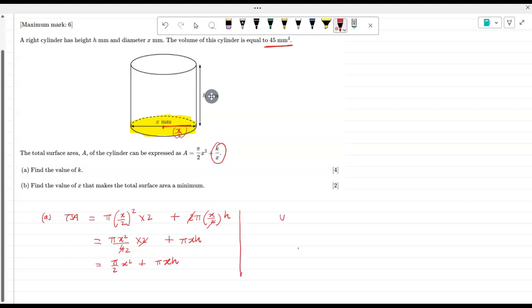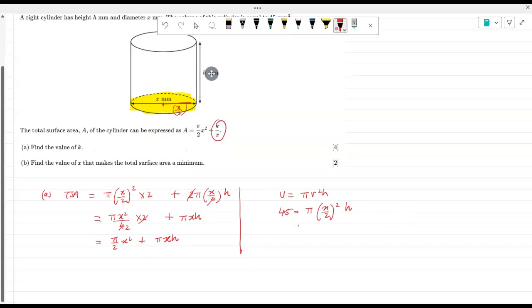What is the formula of volume for a cylinder? Pi r square h. What is the volume going to be? 45 is equal to pi r square, x over 2 square into h. You won't get it, there are two unknowns. So 45 is equal to pi x square over 4 into h. So cross multiply, 45 into 4 upon pi x square is equal to h. So that's 180 upon pi x square is equal to h.